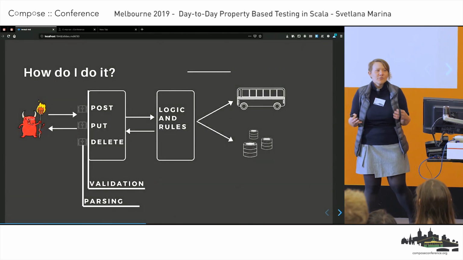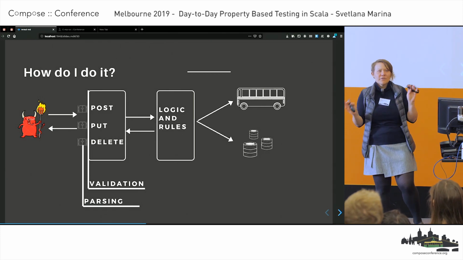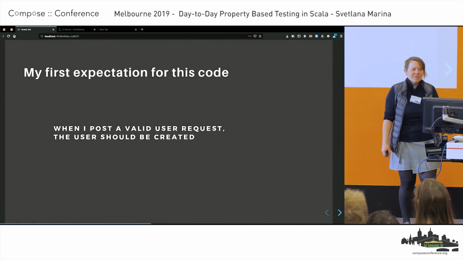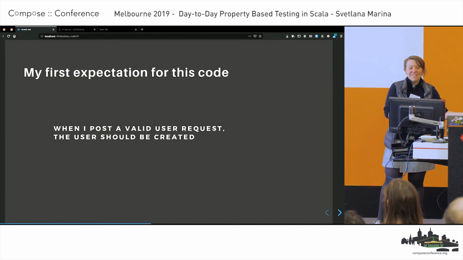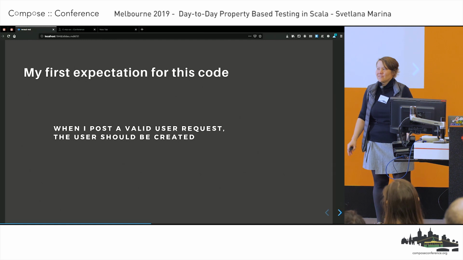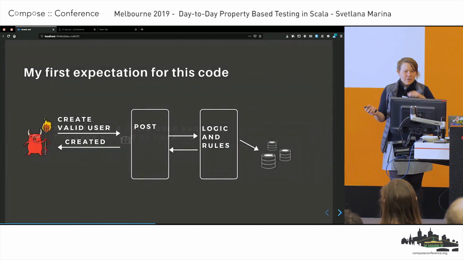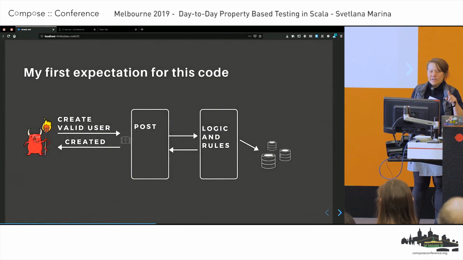I'm not asking how do you test it. I'm just asking, okay, what are the expectations? So my first expectation would be when I post a valid user request, the user should be created. Let me go through which layers it's going to touch.